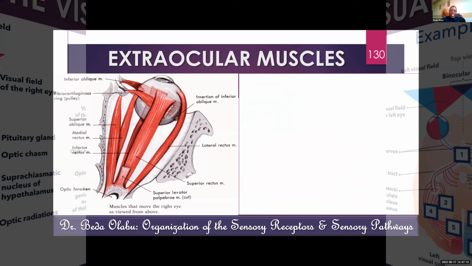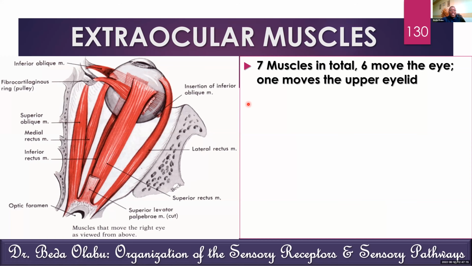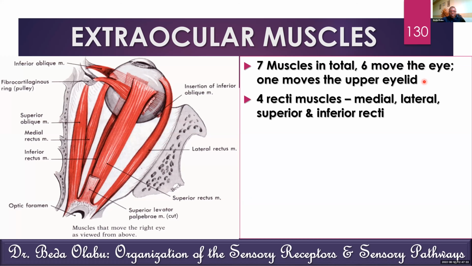Let's talk about extraocular muscles. These are muscles that are found outside the eyeball. There are 7 in total. 6 of them move the eye. 1 of them moves the upper eyelid. In terms of their names, most of them come from around the apex of the orbit, and they run anteriorly to the eye.